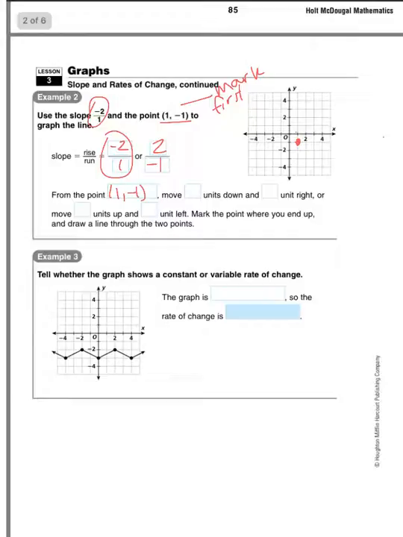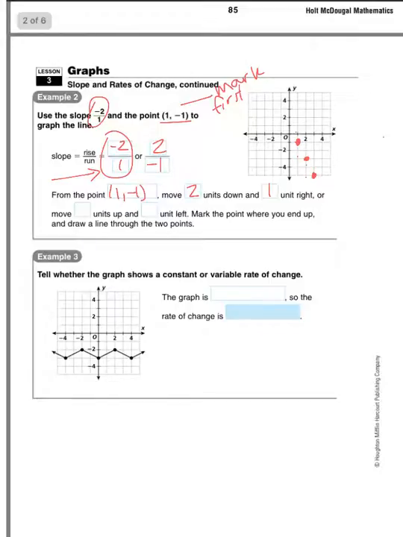We're going to move now from (1, -1), we're going to look at our rise over run. Because our top number, and this is why I want your negative in your numerator, because our top number is negative, it's going to tell us to move 2 units down. And then our bottom number is positive, so it's going to tell us to go 1 unit right. So we're going to go down 1, 2, and to the right 1. And then we're going to do the same thing again. We're going to go down 2, and to the right 1. Okay?